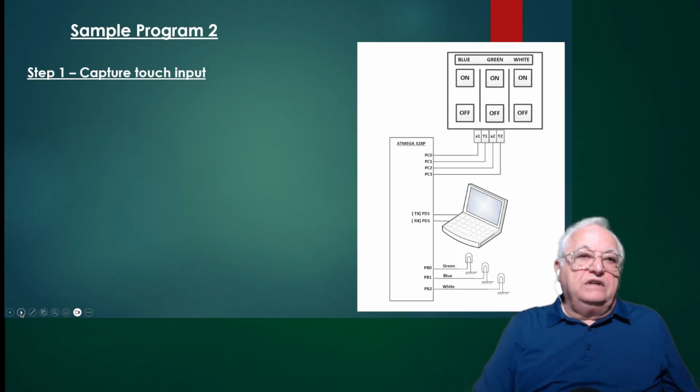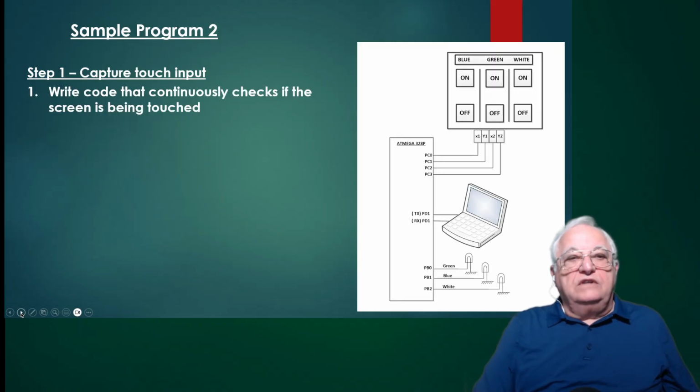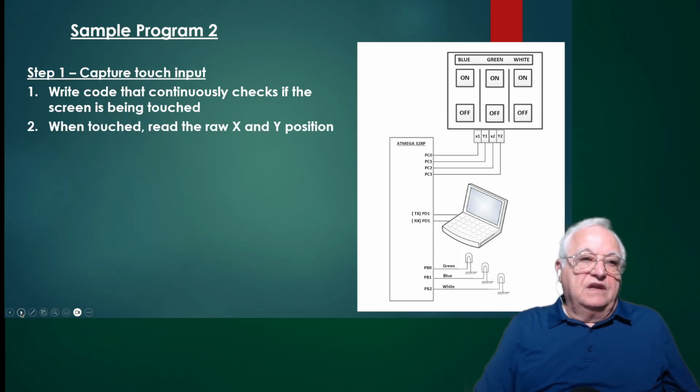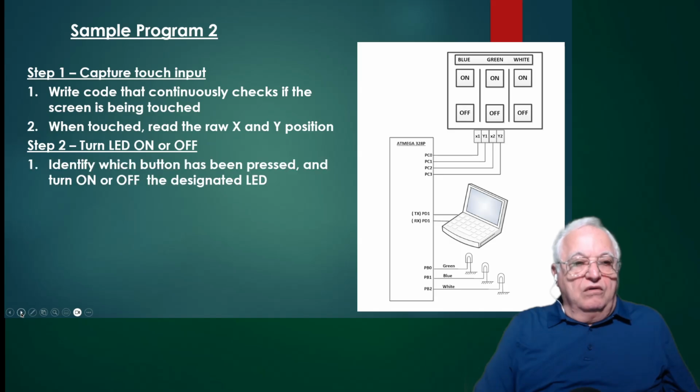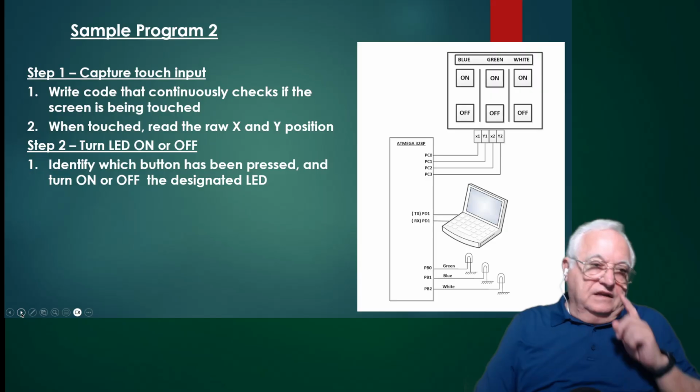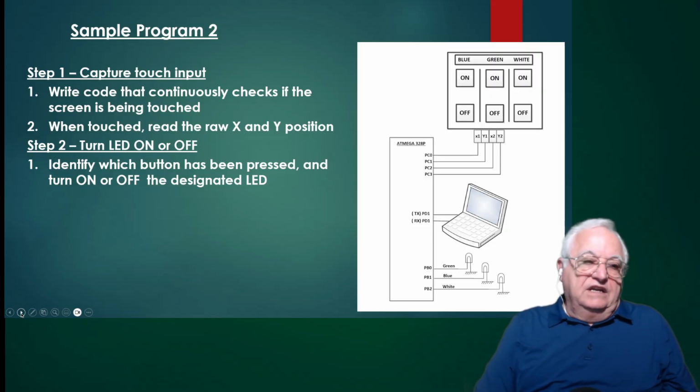So step 1, capture the touch input. Write code that continuously checks if the screen is being touched. When touched, read the X and Y position. That's step 1. Step 2, turn the LED on or off. Identify which button has been pressed and turn on or off the designated LED.